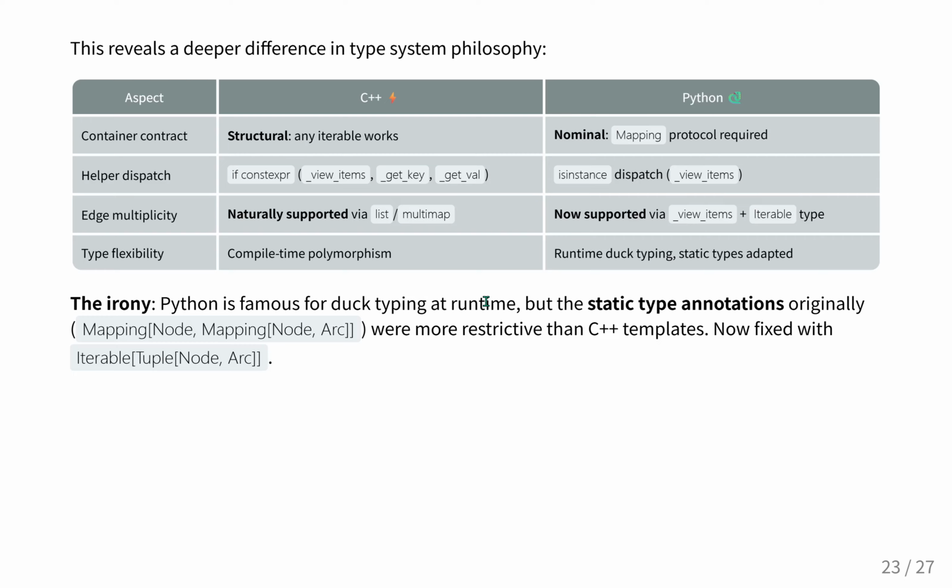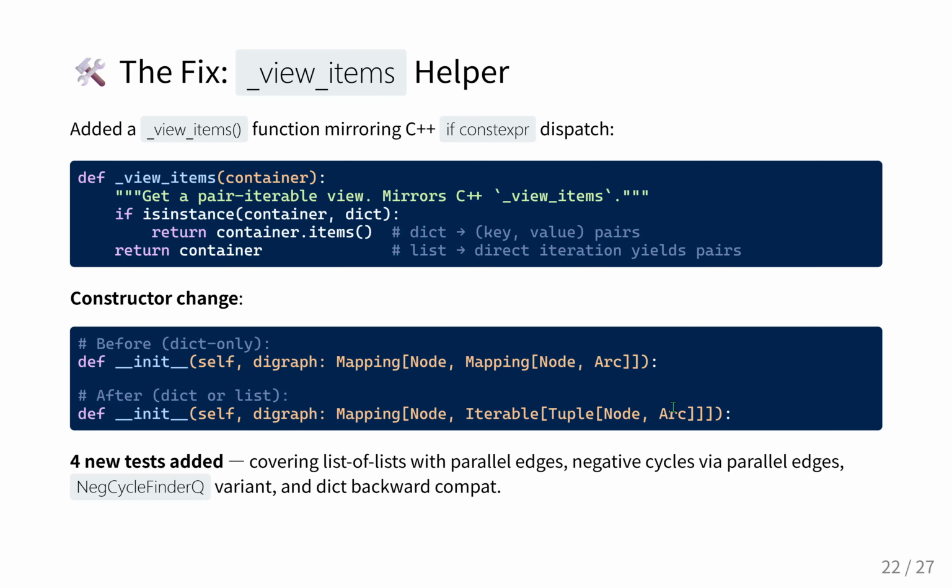And how do they do that? To achieve this, they built a helper function called viewItems. And this mechanically solved the problem by dynamically checking for behavior. Instead of enforcing a strict dictionary type, this helper function looks at the data container being passed to it and essentially asks, do you have an .items method? Can I extract data from you in pairs?